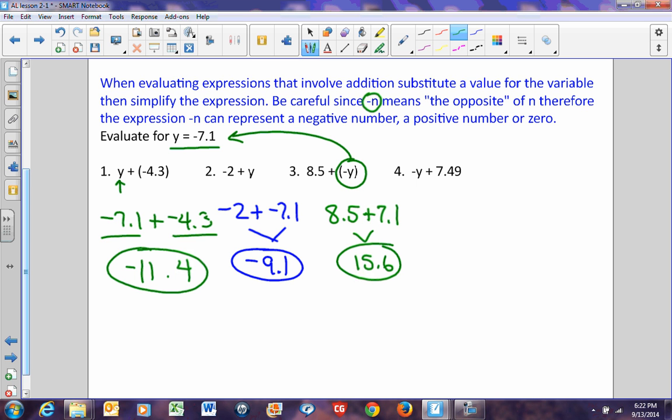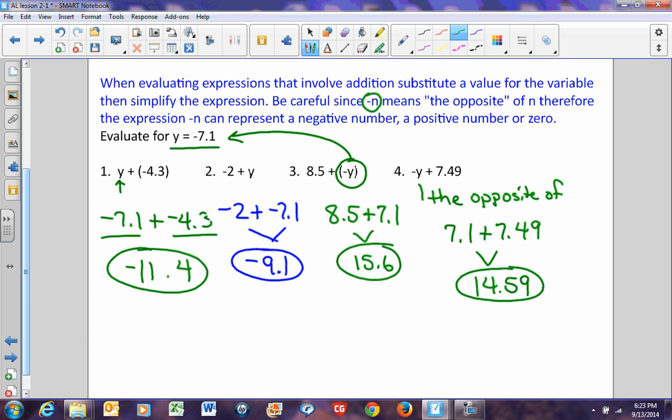Last but not least, number 4 says, again, the opposite of. So y is negative 7.1. The opposite of negative 7.1 is positive 7.1 plus 7.49. If we add those together, we get 14.59. Think about that for a second. Same sign, add and keep the common sign.